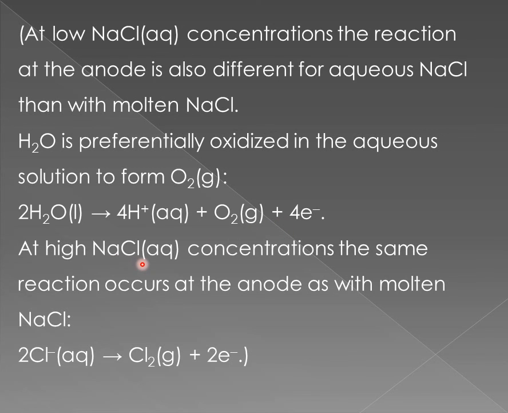But at high concentration, the story is different, because at high concentration of sodium chloride, the same reaction occurs at the anode as with molten sodium chloride, which is chloride giving chlorine gas plus 2 electrons.